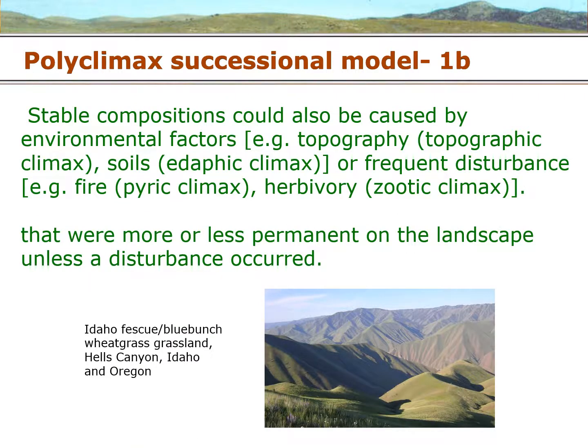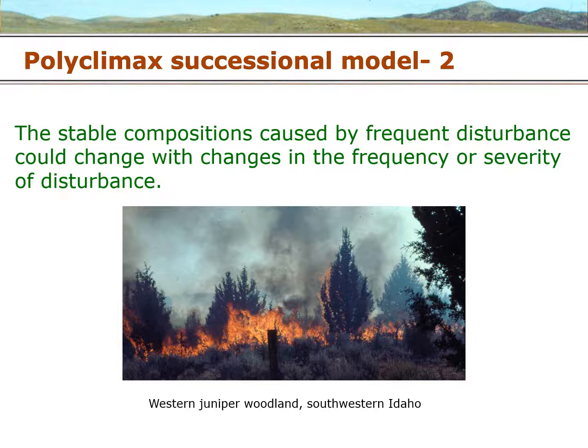But under this polyclimax successional model, stable compositions could also be caused by environmental factors, such as topography, soils, frequent disturbances, or herbivory, and these compositions were more or less permanent on the landscape unless a disturbance occurred. The stable composition caused by frequent disturbance could change with changing the frequency or severity of the disturbance, so the disturbance regime.